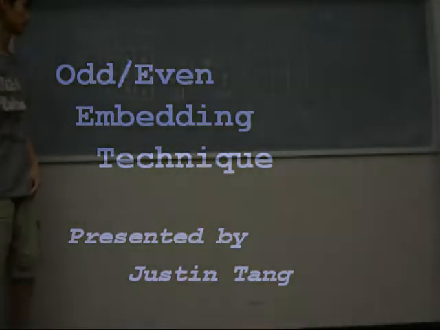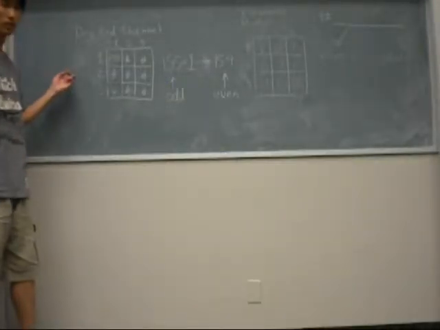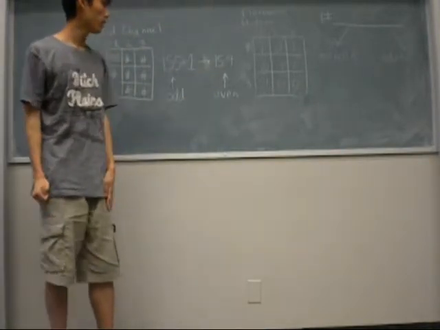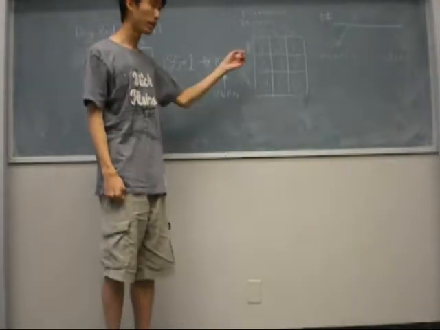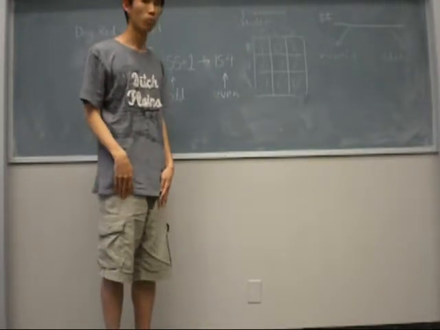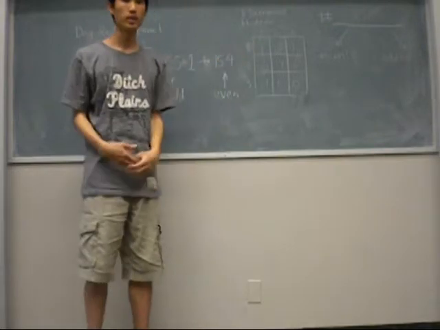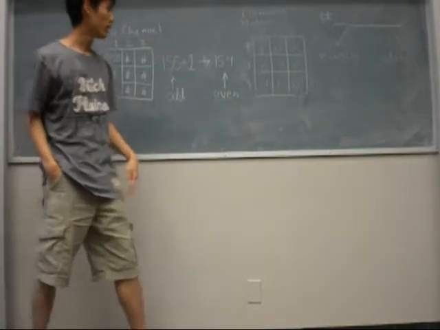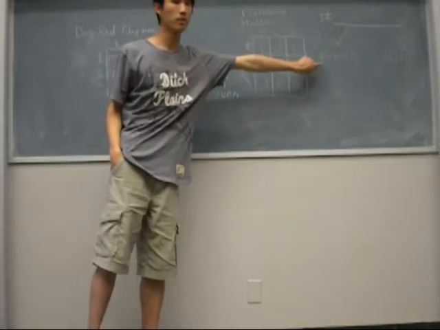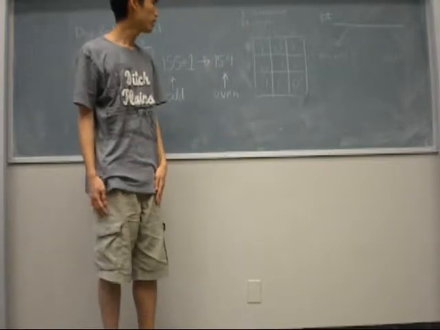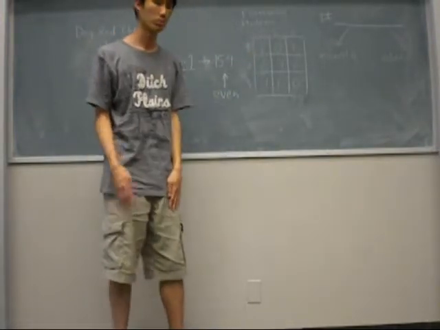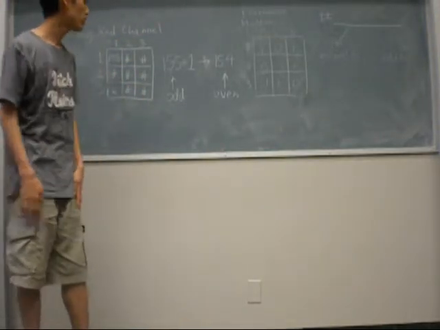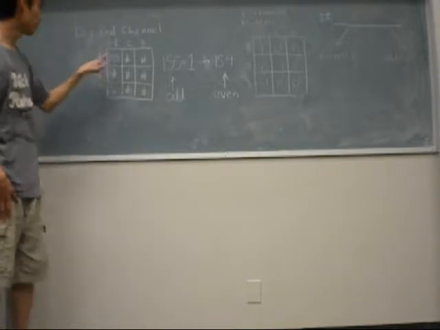The odd-even embedding technique compares the red layer of the dog image with the flattened hidden image. So if on the flattened hidden image the value is 1, that means it's a white pixel, and the number here has to be even. Whereas if the number here is 0, which corresponds to a black pixel, then the number here has to be odd. So in this case, we have a value of 155.